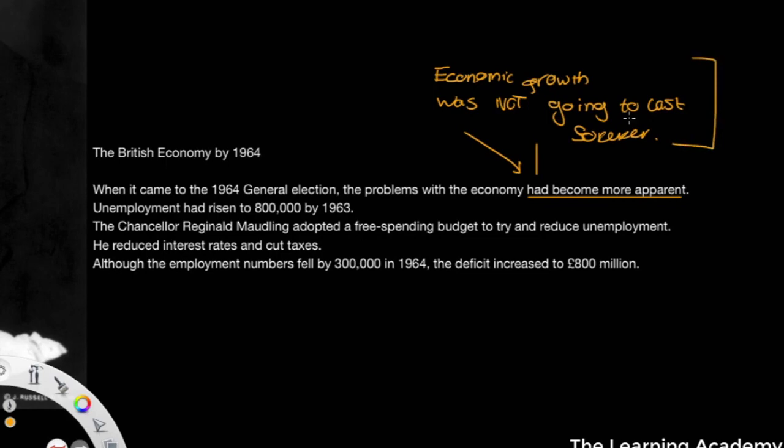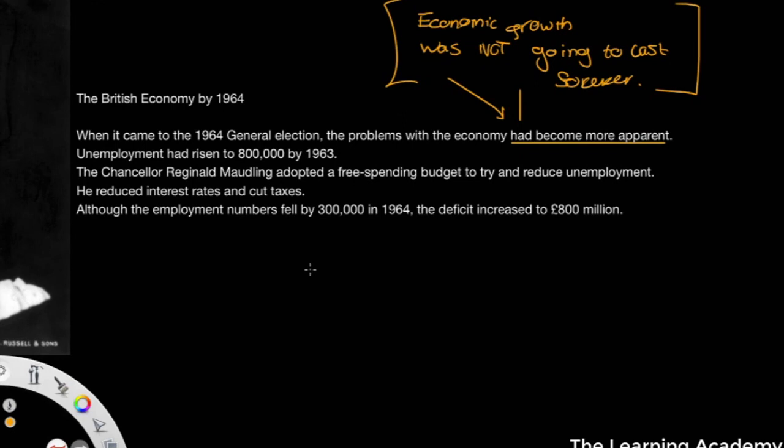Because by 1963, unemployment had risen to 800,000 people. The Chancellor, Reginald Maudling, adopted a free spending budget to try and reduce unemployment, and he was also successful in reducing interest rates and cutting taxes. Although this was successful in decreasing unemployment numbers, they fell by around 300,000 in 1964, this increased the deficit back up to 800 million, as we already mentioned.